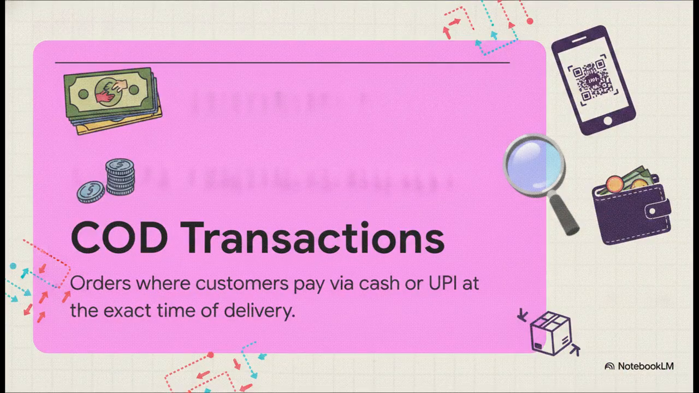And then you have your second wallet, which is for COD, or cash-on-delivery transactions. These are simply the orders where the customer hands over physical cash or does a quick UPI scan at the exact moment the package arrives at their door. So you've got your electronic wallet and your COD wallet. Simple enough, right? Now that we have our setup, let's look at some real-world math puzzles.